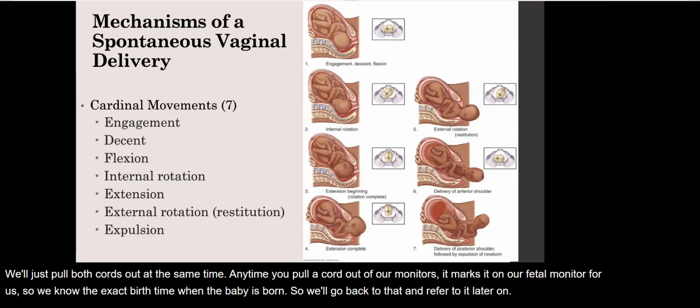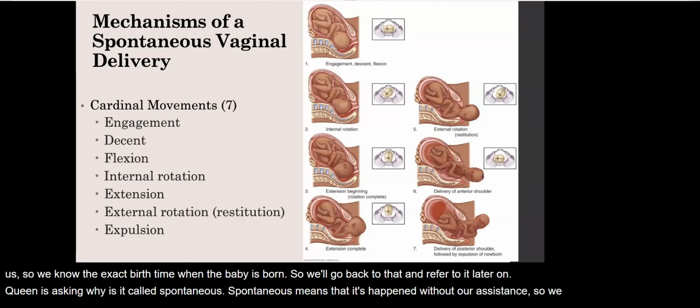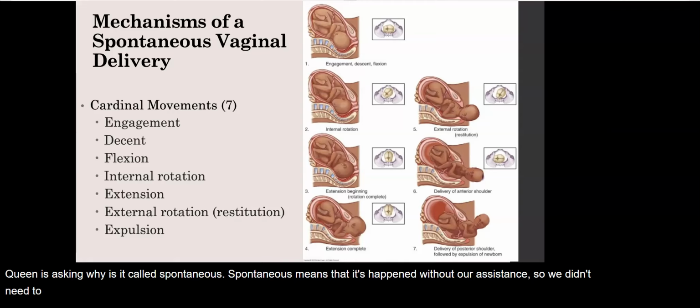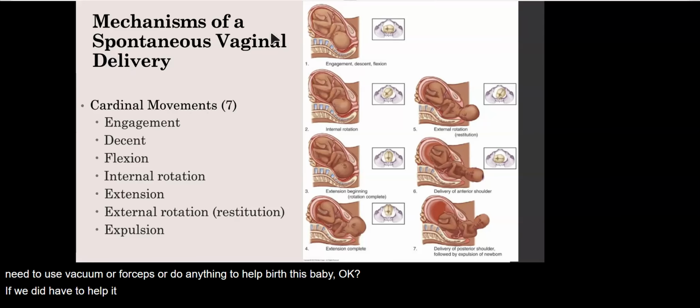Queen is asking, why is it called spontaneous? Spontaneous means that it's happened without our assistance. So we didn't need to use a vacuum or forceps or do anything to help birth this baby. Okay. If we did have to help, it would be called assisted vaginal delivery.